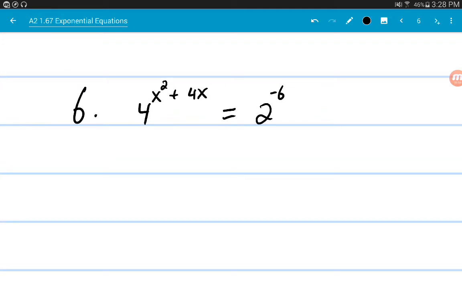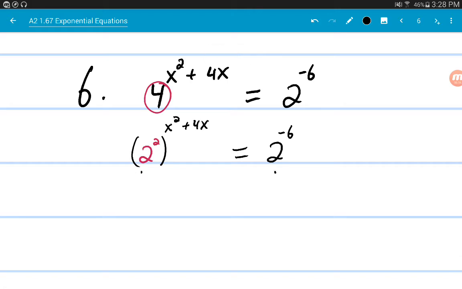Now, these don't have the same base yet, but I remember from the previous question that I can just turn 4 into 2 squared. So here's what I'm going to do. 4 becomes 2 squared. Now I need to bring down the exponents that I left behind, which is x squared plus 4x. On the right-hand side, the 2 is already fine, so 2 to the negative 6th.